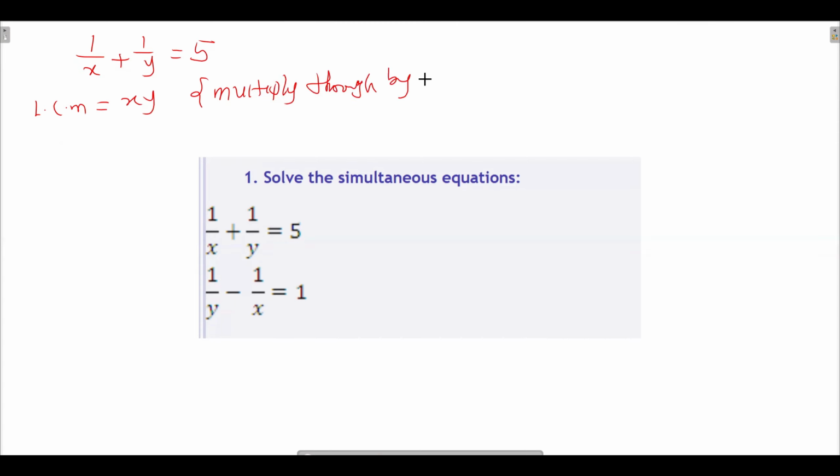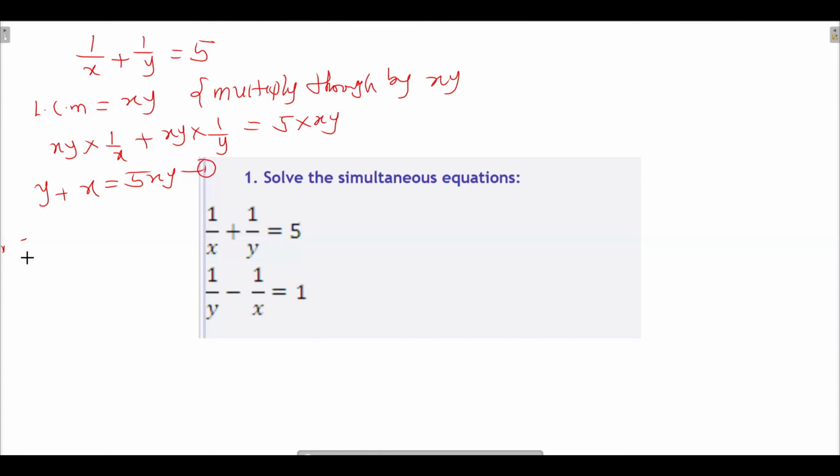Multiplying through by xy, that means xy times 1 over x plus xy times 1 over y equals 5 times xy. So this one will be y plus x equals 5xy. This is equation 1. The same thing, the second equation, we have 1 over y minus 1 over x equals 1.